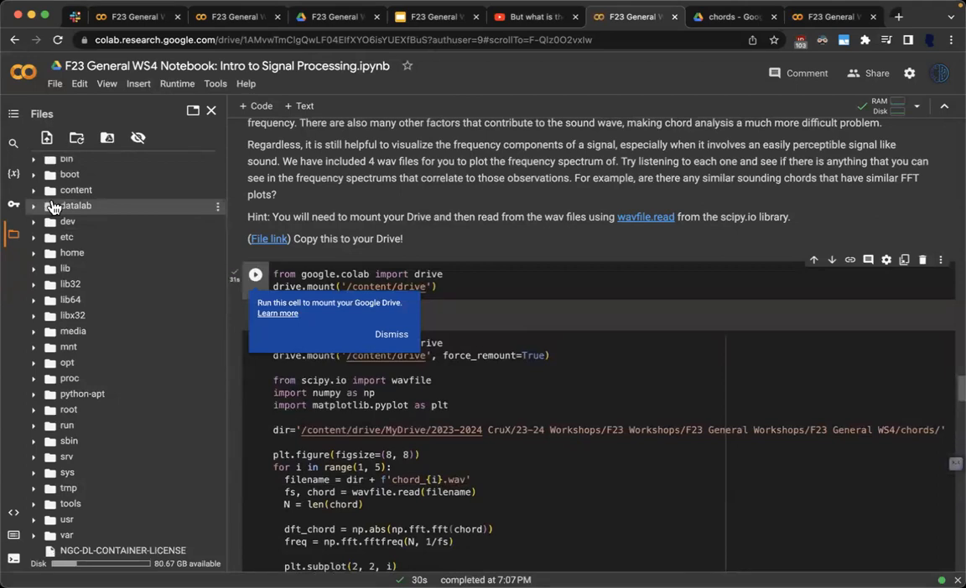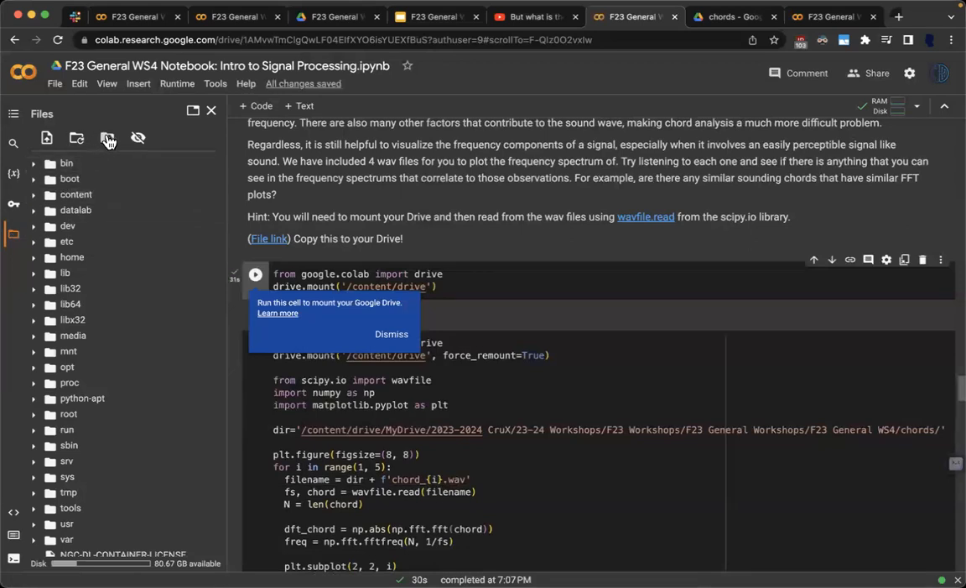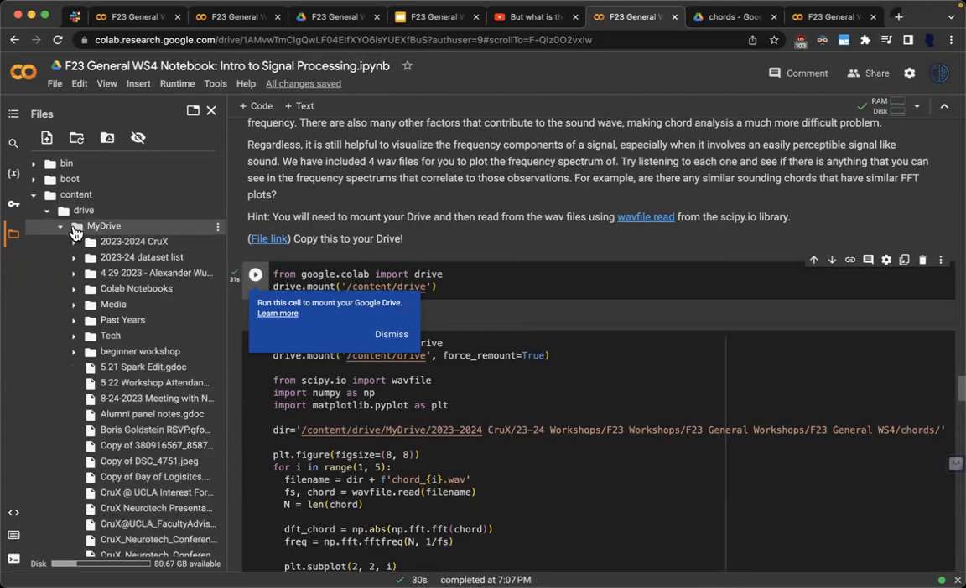Okay, sorry. Really quickly, everyone, just pay attention to this one part. After you've added it to your drive, go to Files here, click on this, go to the Content folder here, and then inside Content, go to Drive. And then in My Drive, if you've placed it directly into your drive, you will see the chords folder. And that's what we want you to access. So just raise your hand and we'll help you get to that step if you need help.